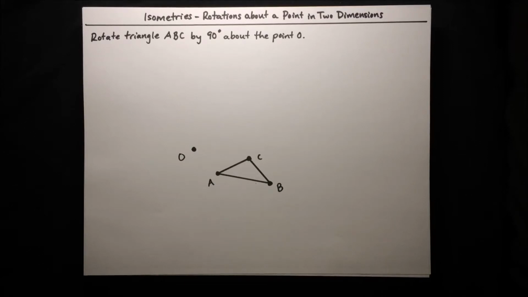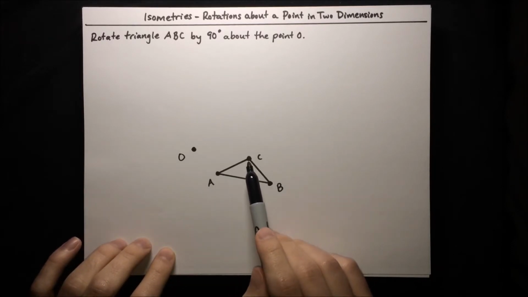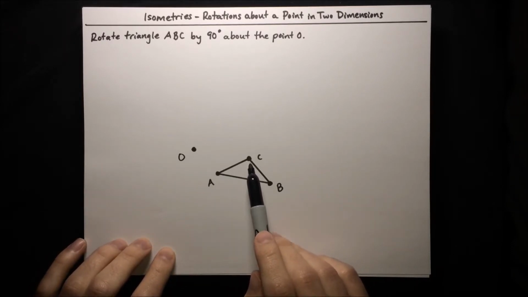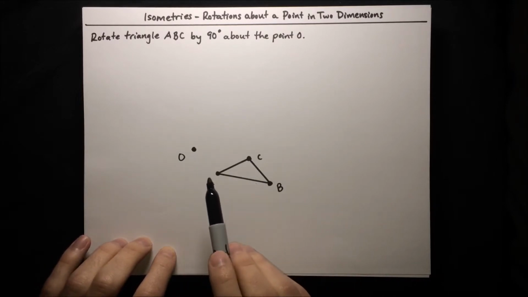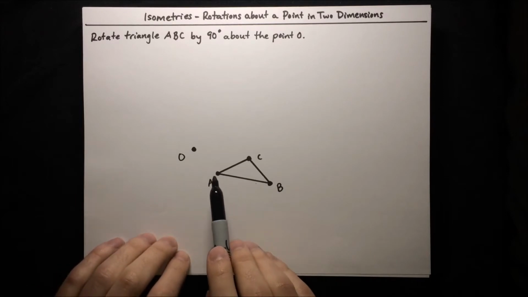In this video, I'm going to show you how to rotate a polygon about a point. Here we've got a triangle, ABC, and we want to rotate this triangle about the point O. So we're going to start off by rotating each point individually. Let's look at the point A first.